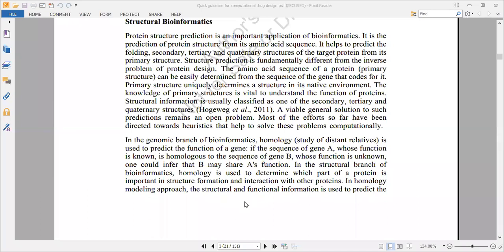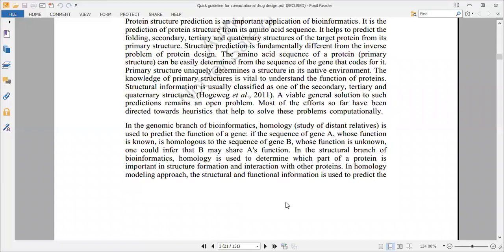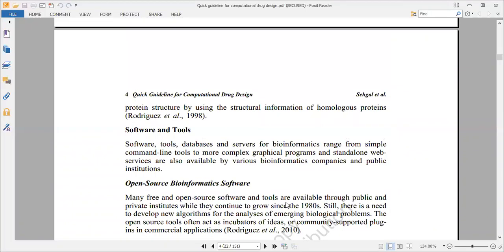In the genomic branch of bioinformatics, homology study of distant relatives is used to predict the function of a gene. If the sequence of gene A, whose function is known, is homologous to the sequence of gene B, whose function is unknown, one could infer that B may share A's function. In the structure branch of bioinformatics, homology is used to determine which part of a protein is important in structure formation and interaction with other proteins. In the homology modeling approach, the structural information of homologous proteins is used to predict the protein structure.